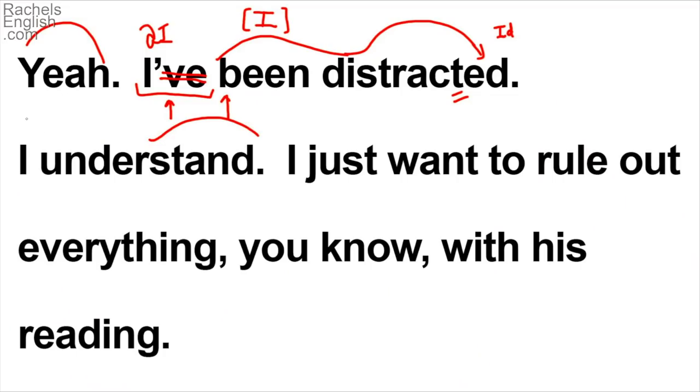I and these two sounds here link together really smoothly. I under. Don't try to make any kind of distinction. The words should slide together. That's okay. That smoothness is important in American English. I understand. I just want to roll out everything, you know, with this reading.